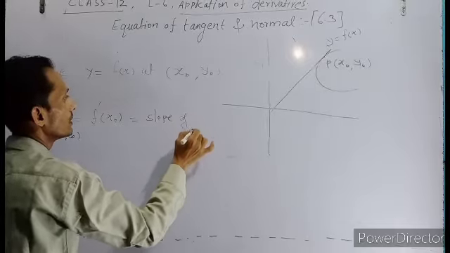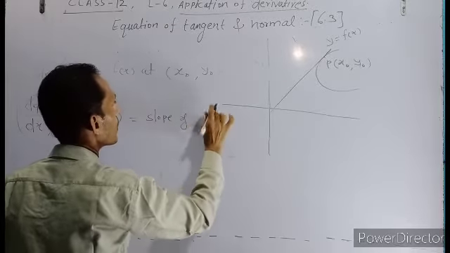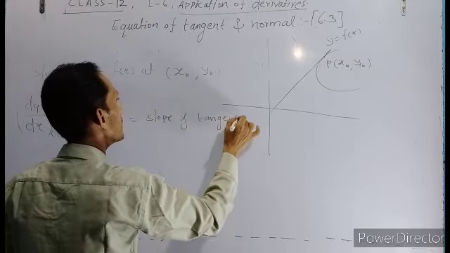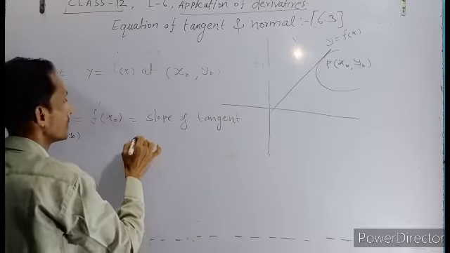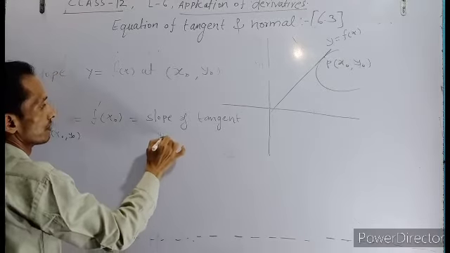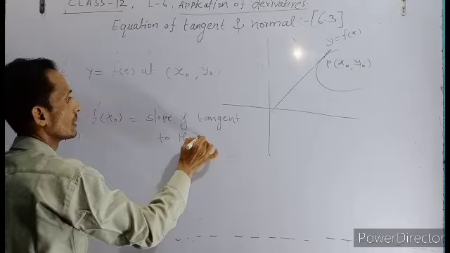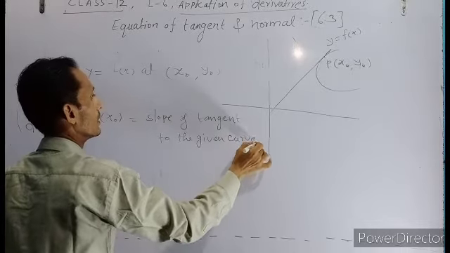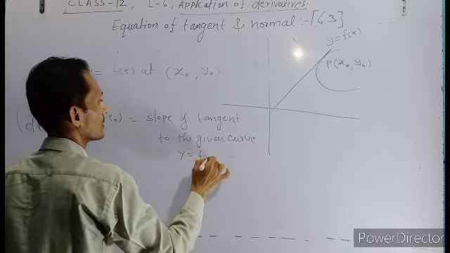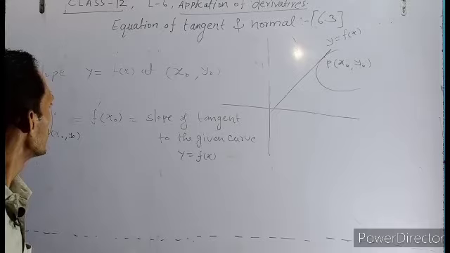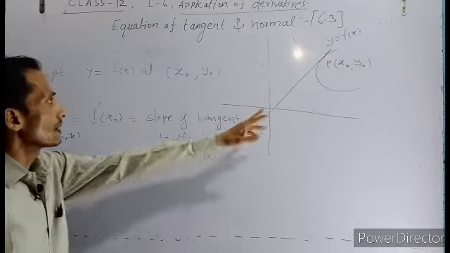That is called the slope of tangent to the given curve y equal to f of x. That's called the f of x. Okay, that is the equation of tangent.